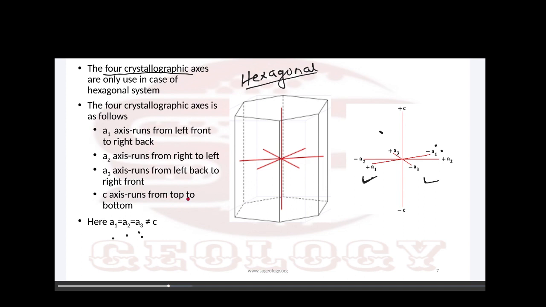So here you cannot represent alpha, beta, gamma. Alpha, beta, gamma are not represented here. The angle between A1 and A2 is 120 degrees. So any angle between the positive ends of A1, A2 and A3 will be 120 degrees.